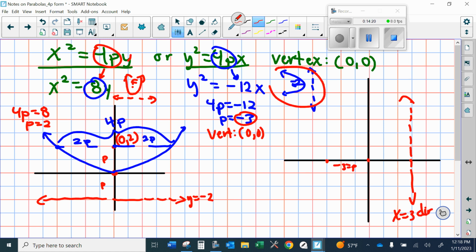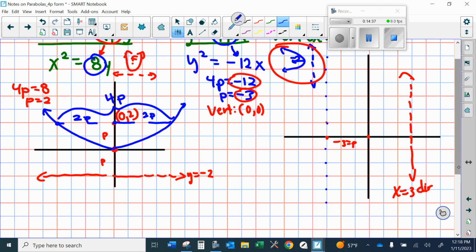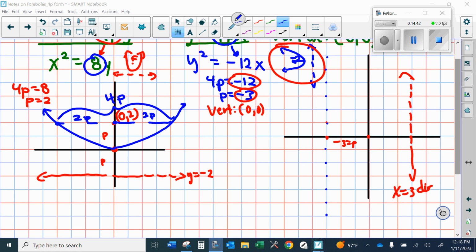We know it opens to the left. We've already got the general shape right here. And remember, we know 4p is negative 12. So it's 6 and 6. Let's change the color here. 1, 2, 3, 4, 5, 6. 1, 2, 3, 4, 5, 6. Let's move it down a little bit.